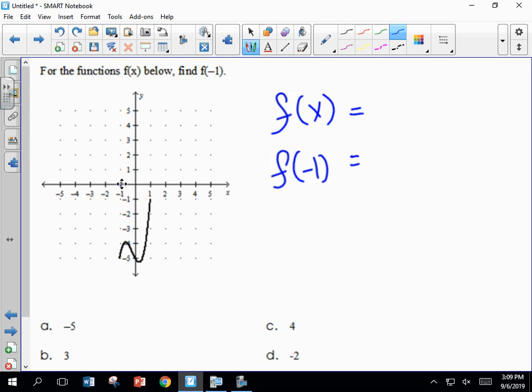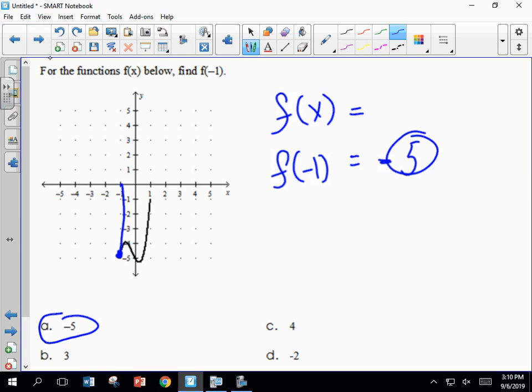Now, here we go. Starting here, I'm going to go up or down until I can touch the graph. This is the graph. And so when I go down, when do I touch the graph? Right here at -5. So my solution is -5.